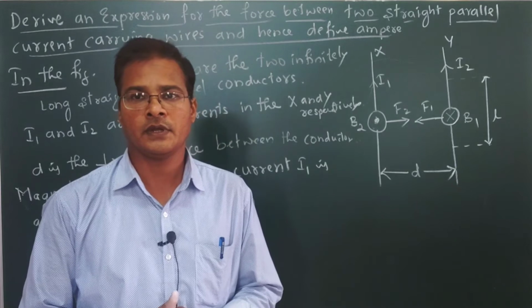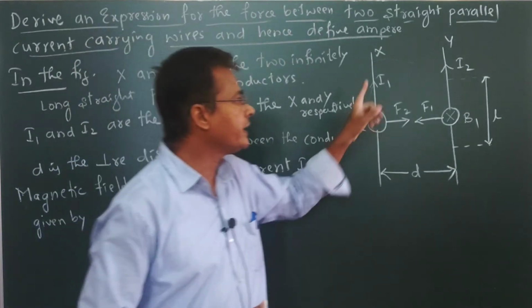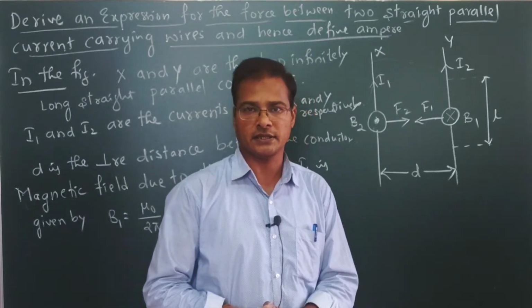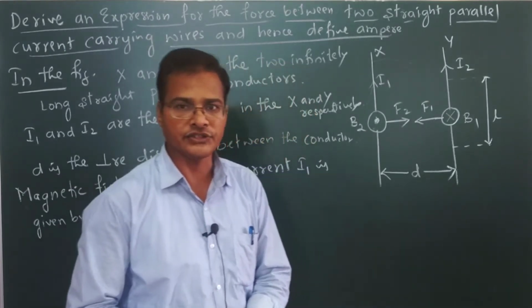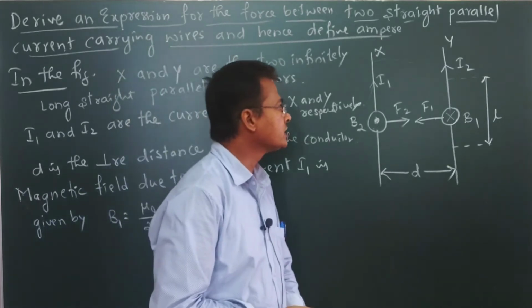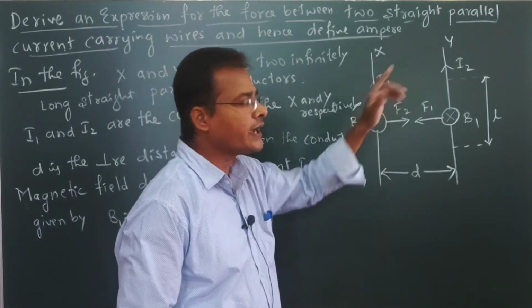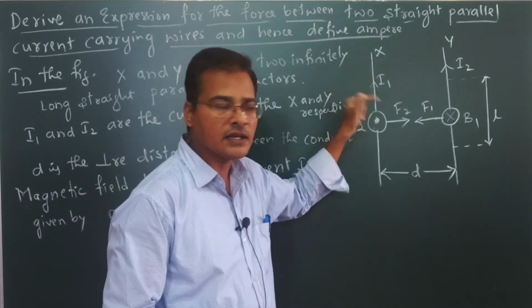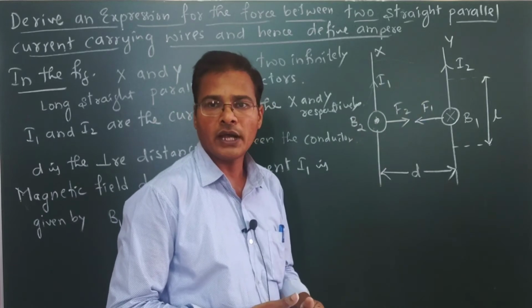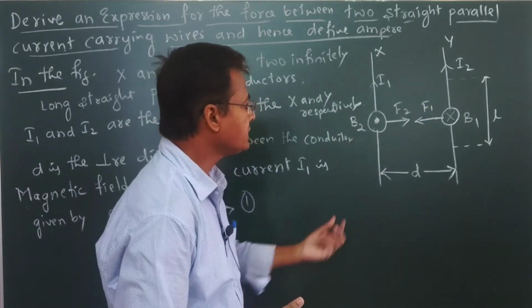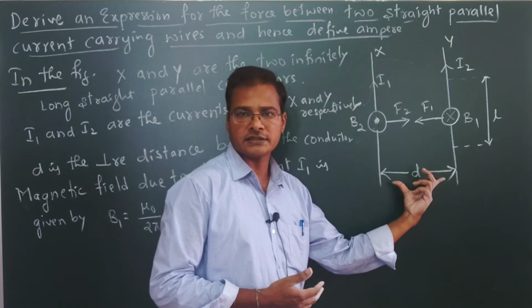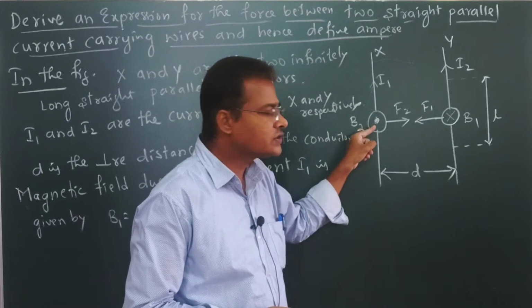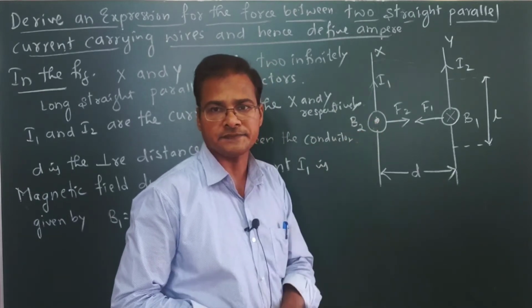So here we are considering X and Y, two long straight conductors. I1 and I2 are the currents flowing, I1 in the X conductor and I2 in the Y conductor. When you place them at a certain distance, that is D, we are going to see that a force is exerted.